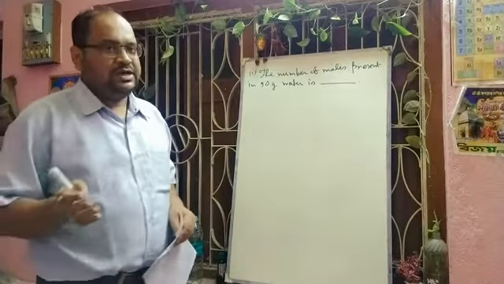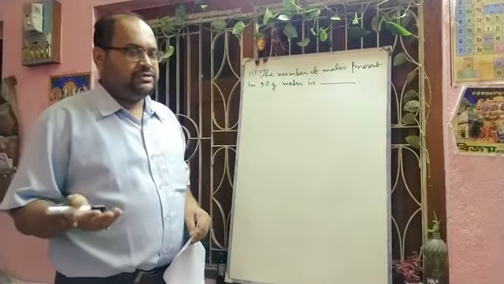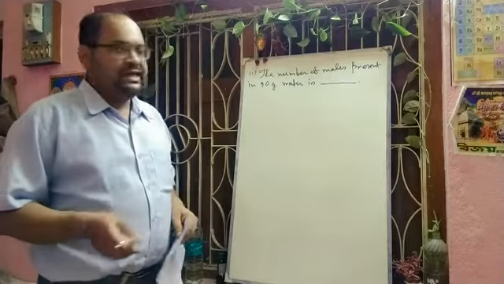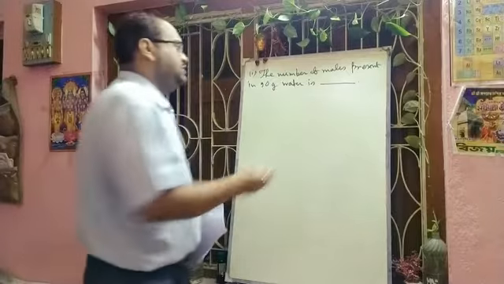So all of you know that 18 gram water equal to 1 mole because molecular weight of water is 18. So 90 gram means 90 by 18, that will be 5. So this is 5 mole.